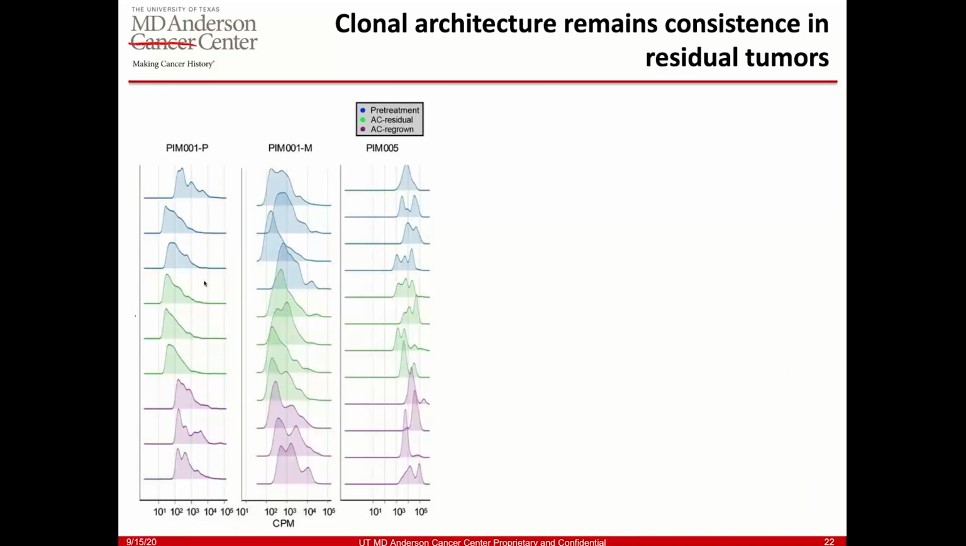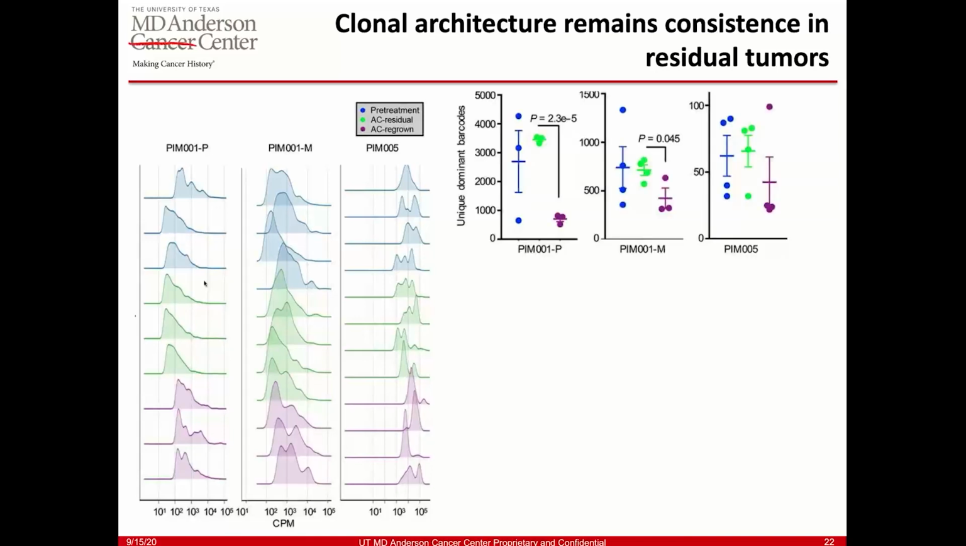And apart from doing whole exome, we also did barcode sequencing. And you see that, again, the 3 different time points are represented here. We see that the density plots are quite similar, suggesting, again, that the barcode composition is also not changing. However, if you look at the unique number of barcodes, they do decrease. The AC regrown tumors, at least in certain models, have a lower number of total barcodes.